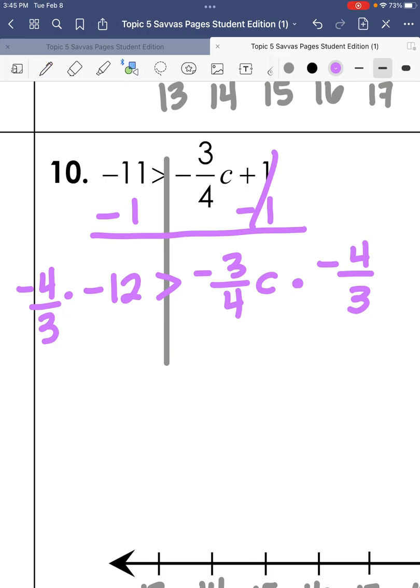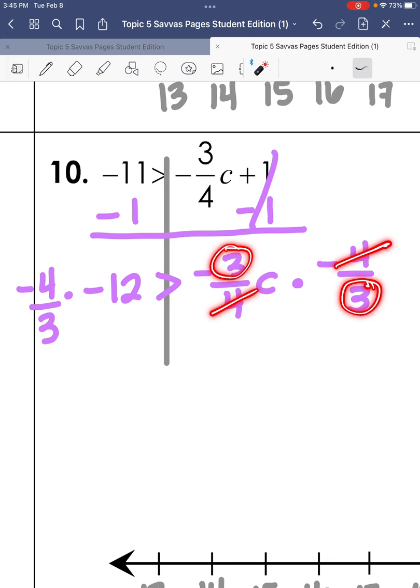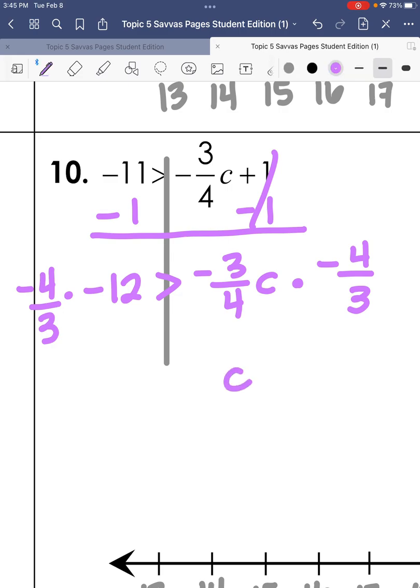I've got 4 and 4 diagonal from each other. Those will cancel out. What about the 3 and 3? They're diagonal from each other too. So they'll also cancel out. So if the 4's cancel out and the 3's cancel out, and I have a negative times a negative, that becomes a positive. That really just leaves me with c by itself.